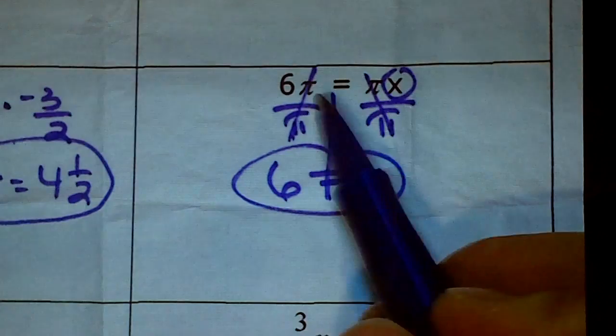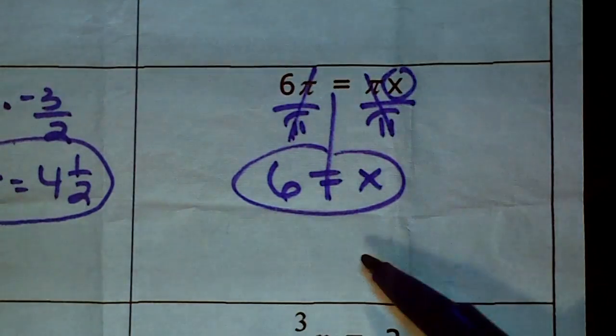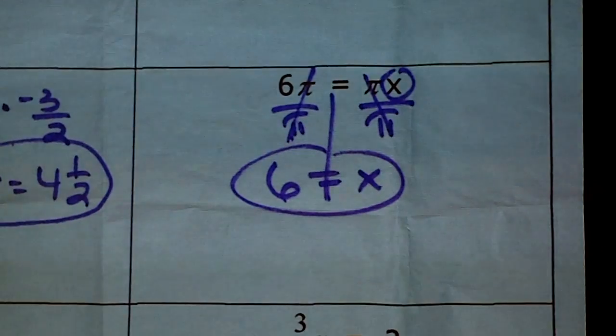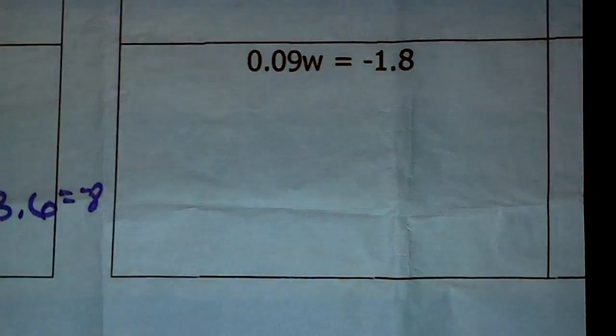Now if you look back up at the equation, 6 pi equals pi times x. Well, if x is 6, doesn't 6 times pi equal pi times 6? Yes, commutative property right there in action. So it works, I promise. All right, next one here.